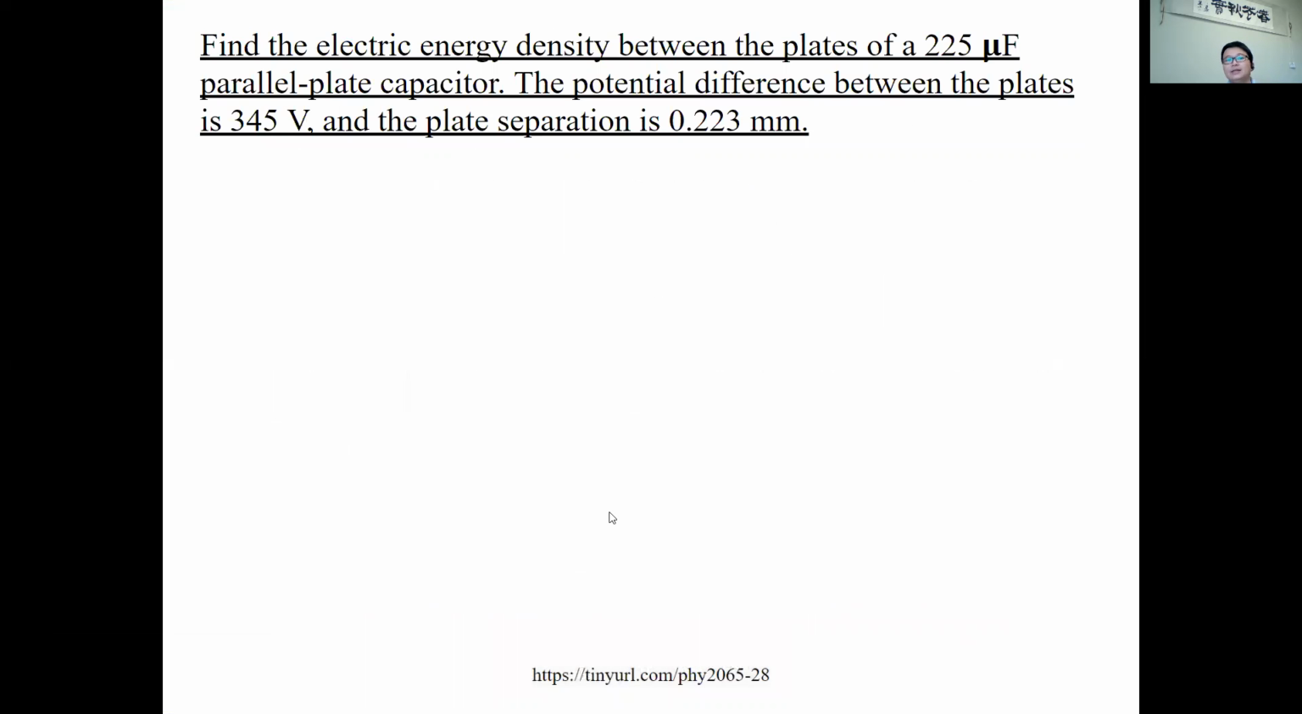This one says, find the electric energy density between the plates of a 225 microfarad parallel plate capacitor. So C is given. The potential difference between the plates is 345 volts and the plate separation is 0.223 millimeter. So what will be the energy stored in this capacitor? If you use the equation from the previous slides, 1/2 epsilon naught times E squared, then you need to figure out E first. I'll give you a couple of minutes to try to solve this, and then we can take a look at the solutions together.